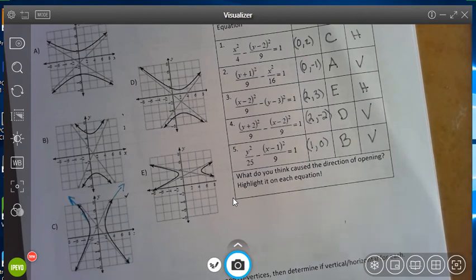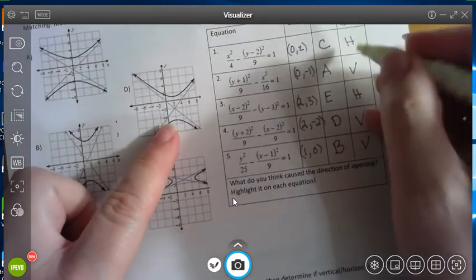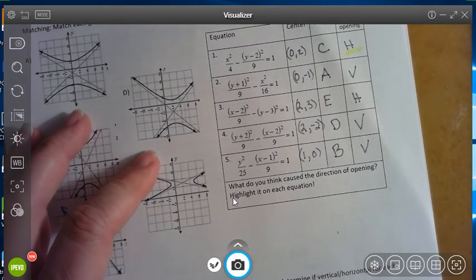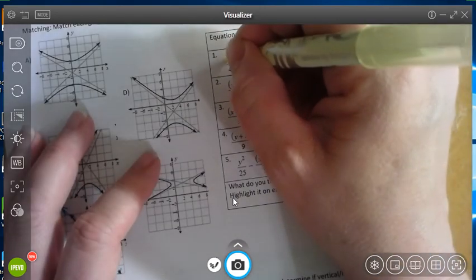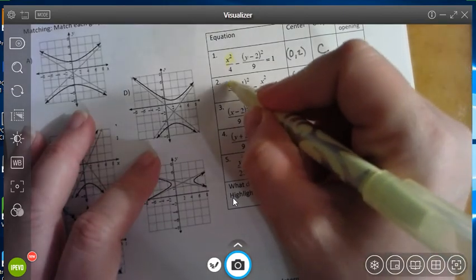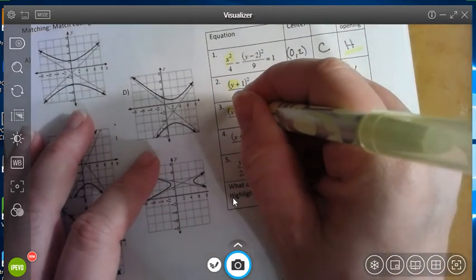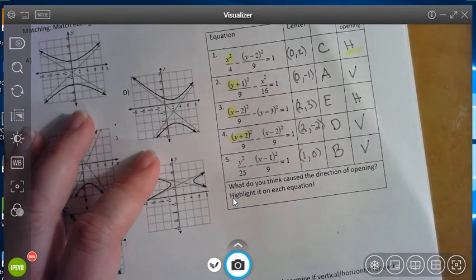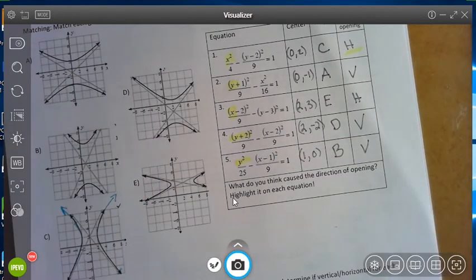Okay, now I said use a highlighter and highlight what you think caused the direction of opening. Now think about this. Here we have horizontal. I don't know how well that shows up, but I did highlight it. What causes that is the x value. The vertical is the y value being first. The x value being first for horizontal, y value being first for vertical.